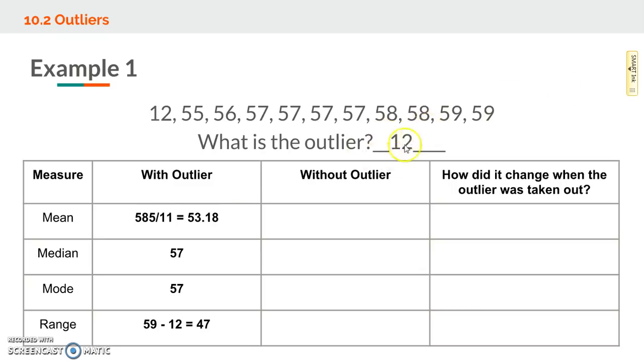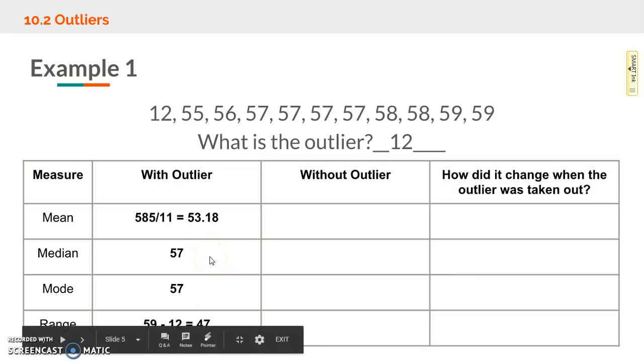All right, so what is the outlier? The outlier is 12, we know that. So with the outlier, to find the mean, we're going to add up all 11 numbers, and I got 585. And we divide it by the number of numbers, which we said was 11, and we're going to round to the nearest hundredth. So 53.18 will be our mean, including the outlier. Our median is the number that occurs most often, which is our 57 there. Or sorry, that's our mode there. I'm jumping ahead here a little bit.